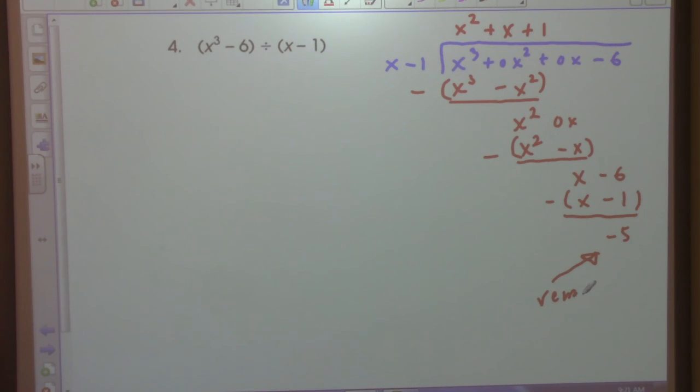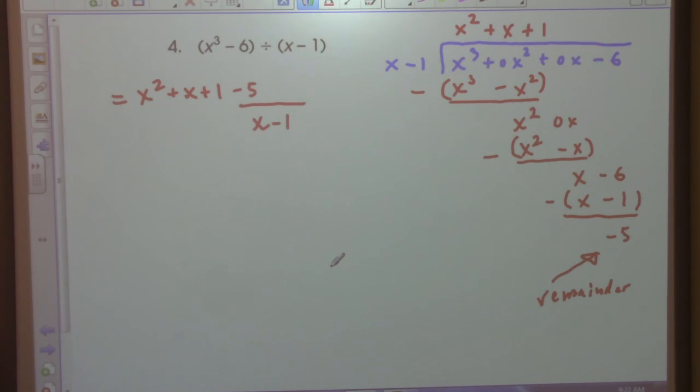So it wouldn't be a factor. So our answer in summary form is going to be x squared plus x plus 1 minus 5 over our divisor, which is x minus 1.